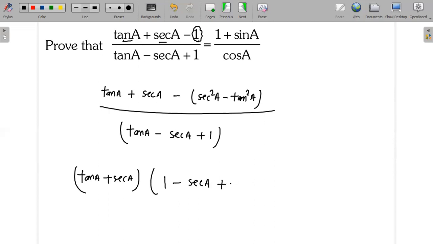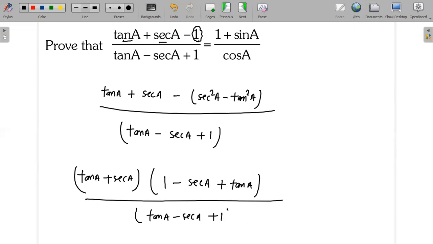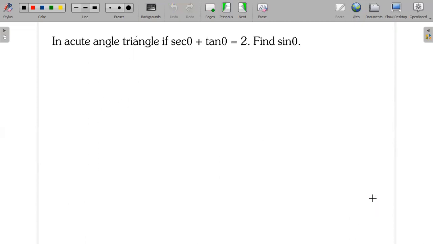Am I right? And in the denominator, we have a term similar to the factor in the numerator. It is tan A minus secant A plus 1. As a result, this identical factor will get cancelled out. And the moment I convert the terms tan and secant into sine and cosine, I'll end up getting the result as 1 plus sine A over cosine A. All right, so I'm sure you come to know.